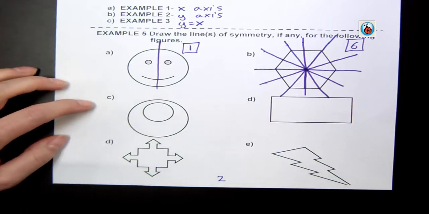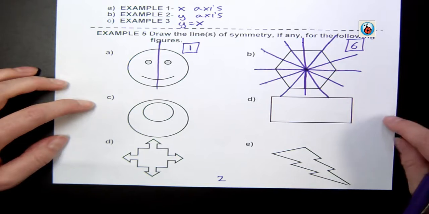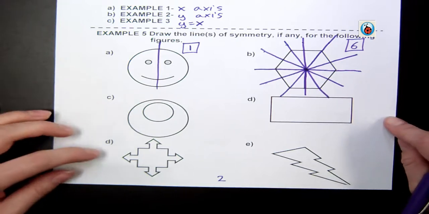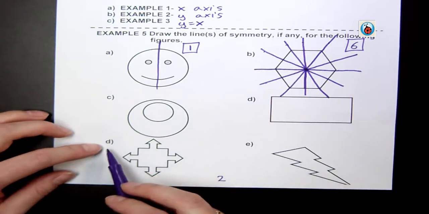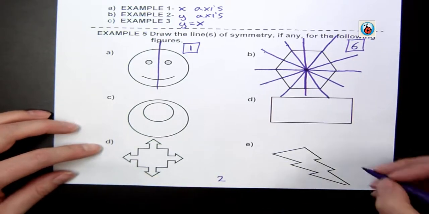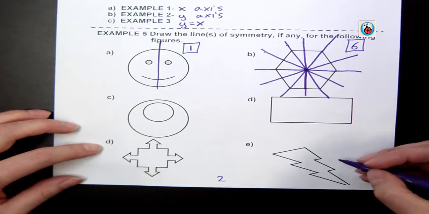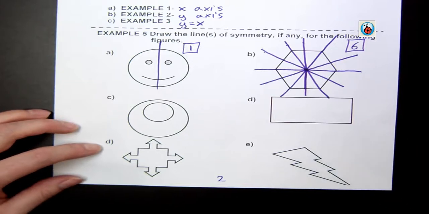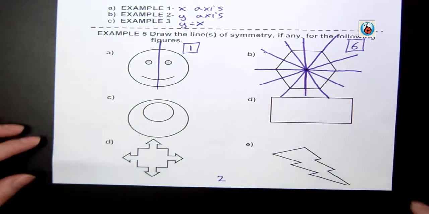C, you should have found 1 line of symmetry. D, you should have found 2. E, that was an extra D. This D would be 4 lines, so if you haven't found them, I'll see if you can find them. And E, the answer is none. There's no way you can draw a line and divide that figure exactly in half.